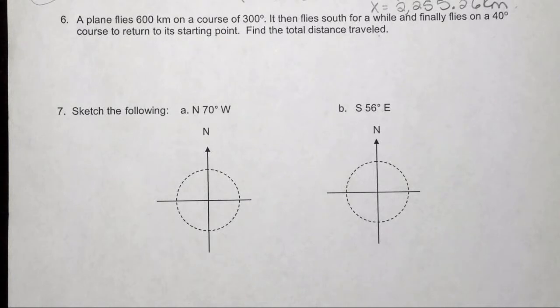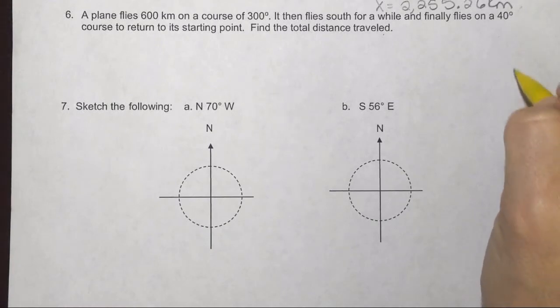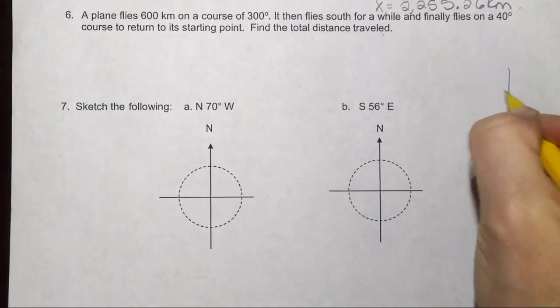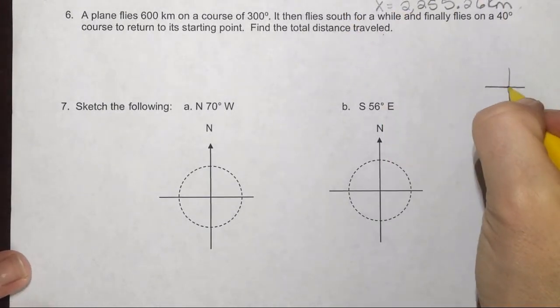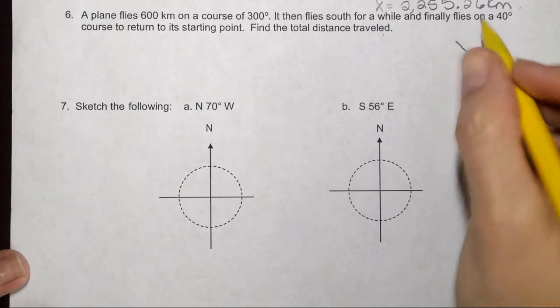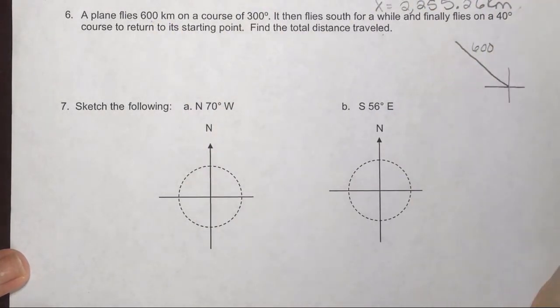All right, so the first thing we have to do is we're going to have a plane, and it's going to go on a course of 300 degrees. So when I draw my compass, I'm going to be drawing a line, and 300 degrees is going to be the top left. So I'm going to start my picture about right here. Plenty of room. So 300 degrees is going to make me go this direction, and I'm going to go this direction for 600 kilometers. So I know this is 600.